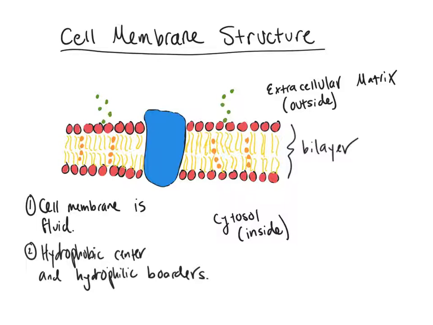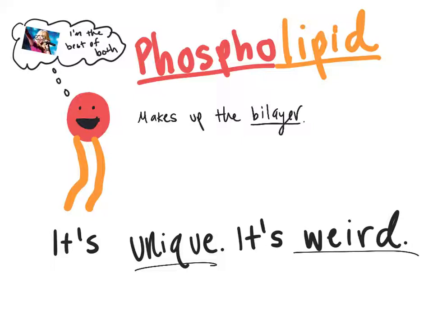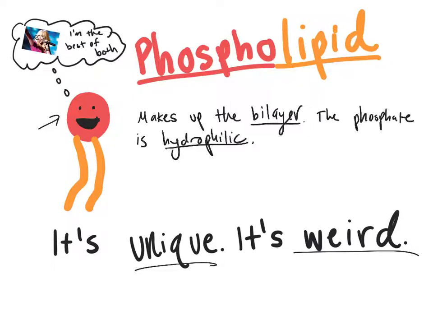Let's break down all of the different parts of our cell membrane. The biggest part, and the part that makes up the most of the cell membrane, is our phospholipid, which makes up the bilayer. And the phospholipid is unique and weird because it is both hydrophobic and hydrophilic. This top part here is a phosphate, or the phospho in our phospholipid, and it is hydrophilic, or water-loving, and it's going to face the outside and inside of the cell. The outside and inside of the cell are very water-based. The cytoplasm, or the cytosol, has a ton, about 70% actually, of water floating around in there.